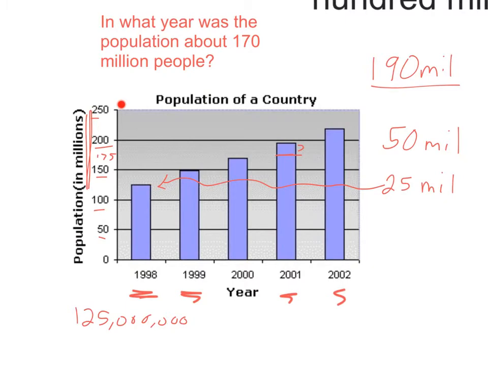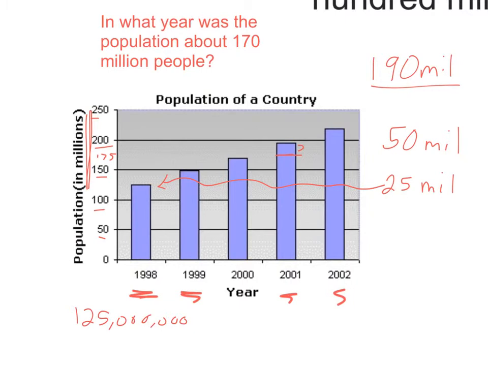170 million people. So on my scale on the left side, I'm going to find where 170 million would be. So 100, 150, it's going to be more than this. And I also helped myself out a little bit here, because I already wrote 175 million. So I would follow this over and try to find that space. Well, this year, the year 2000, I would say that the population was about 170 million.